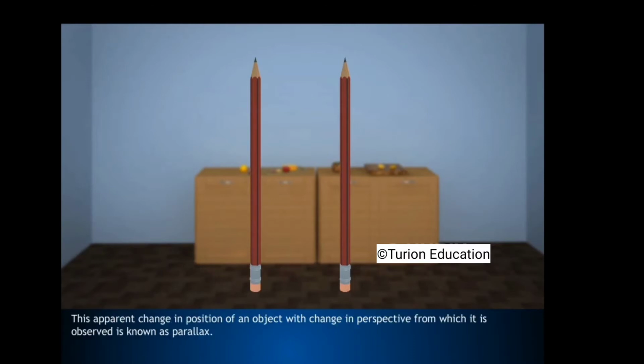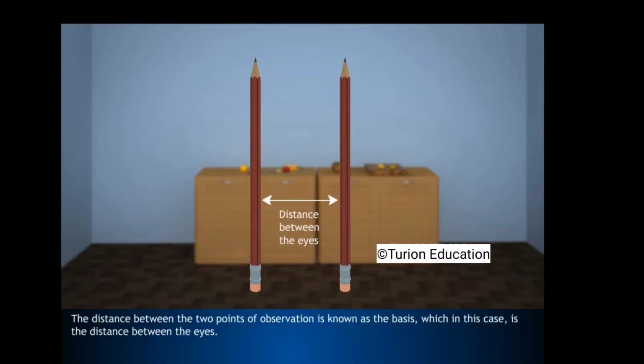This apparent change in position of an object with change in perspective from which it is observed is known as parallax. The distance between the 2 points of observation is known as the basis, which in this case is the distance between the eyes.